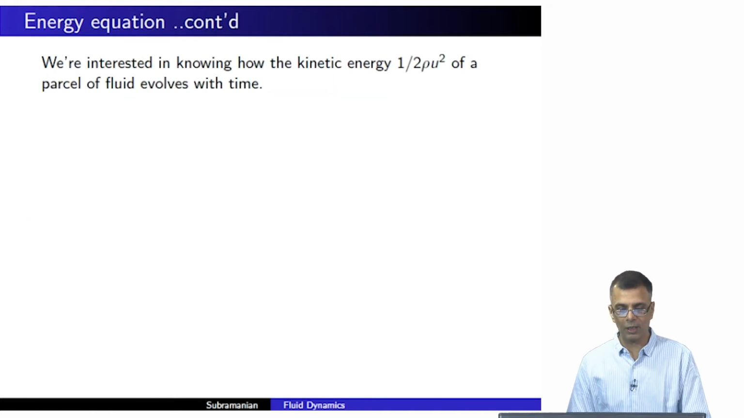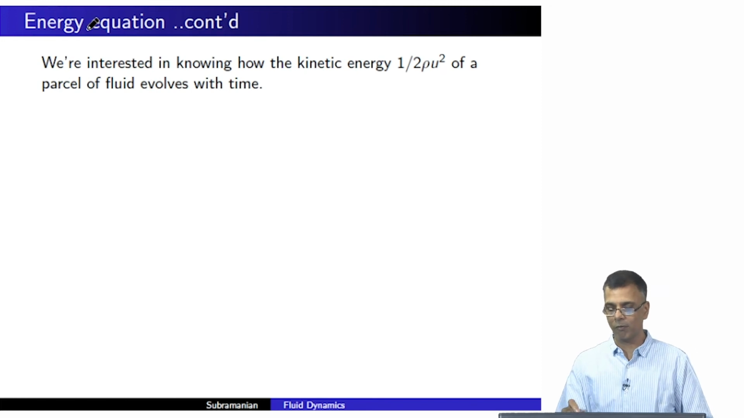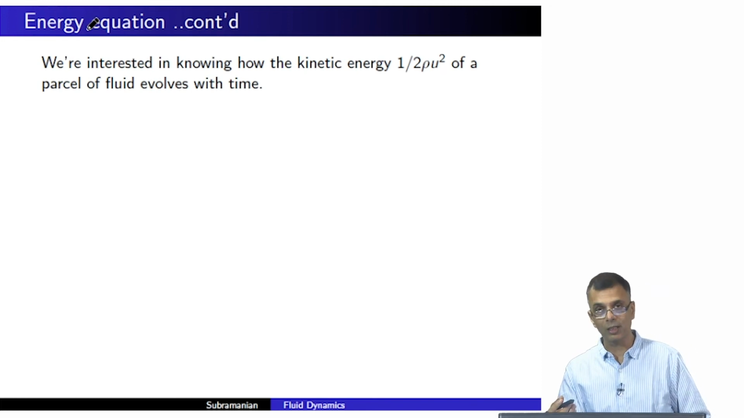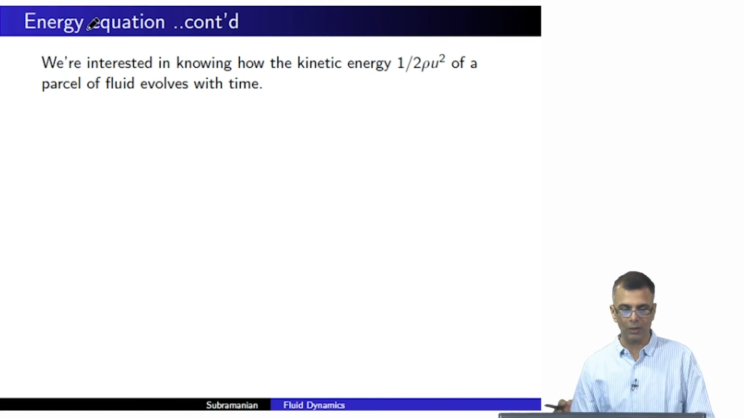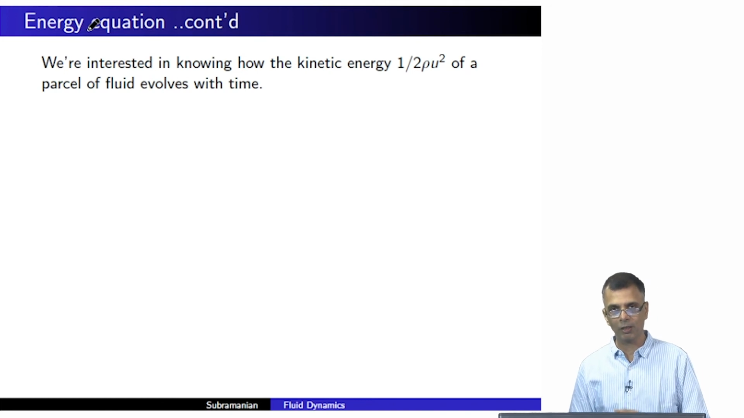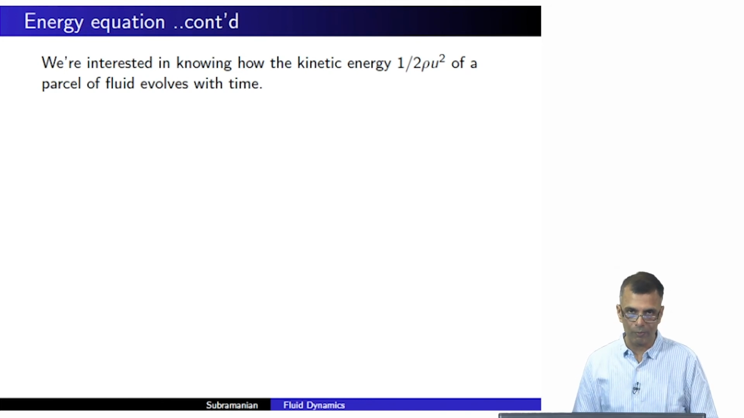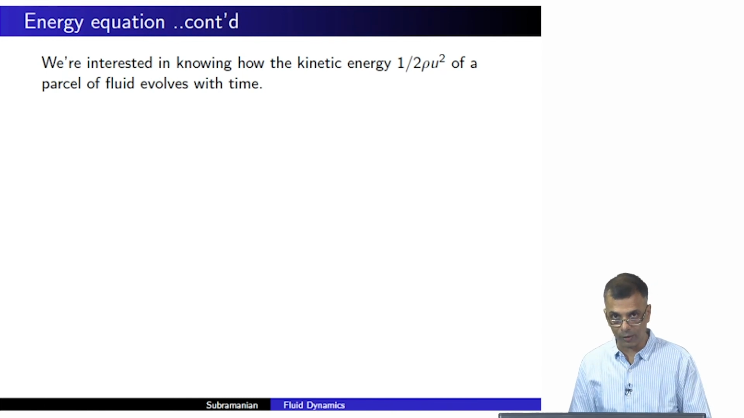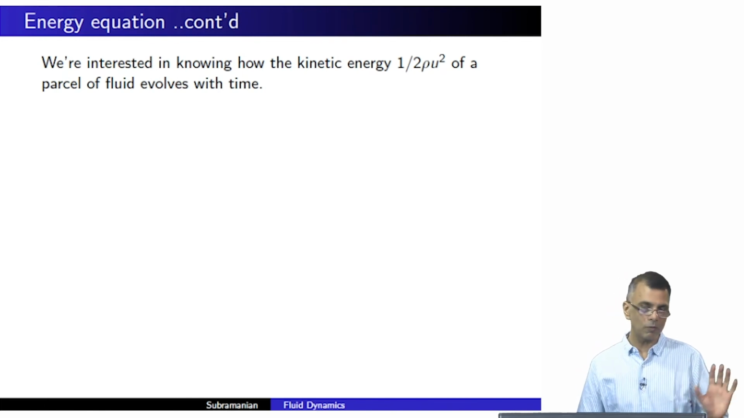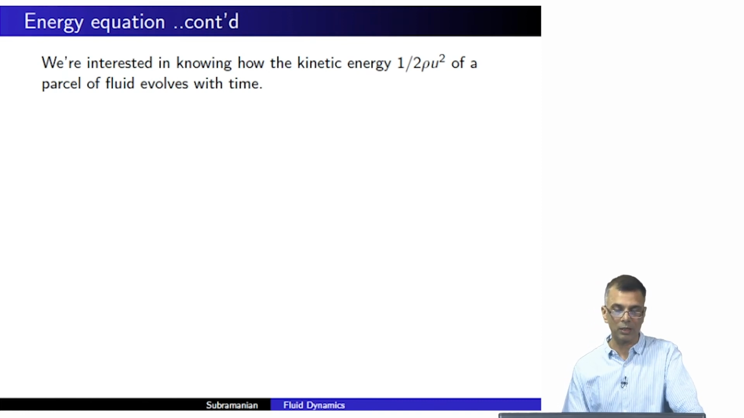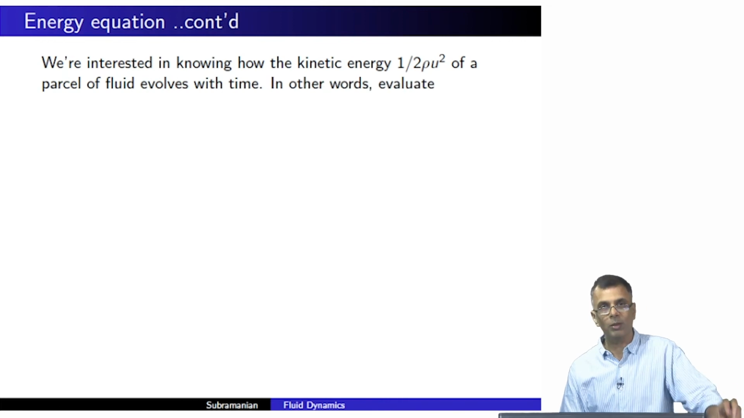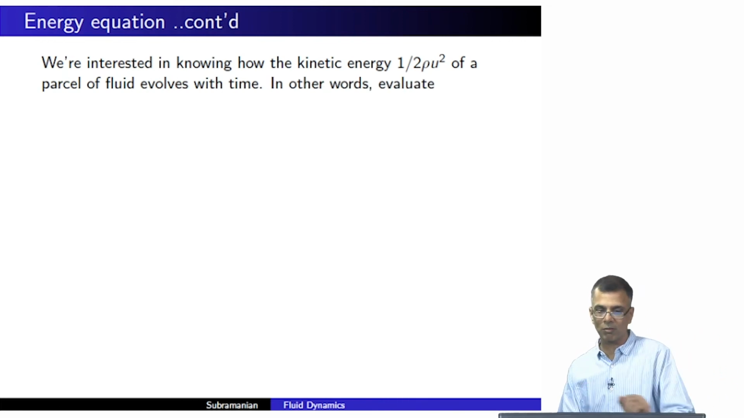Now we're interested in knowing how the kinetic energy, half rho u squared, energy density to be precise, evolves. Half m v squared will be the kinetic energy, and half rho u squared is the energy per unit volume. Okay, how the kinetic energy of a parcel of fluid evolves over time, and what viscosity does to it in particular. Because we've already seen the energy equation for an inviscid parcel of fluid. That's essentially the Bernoulli constant, right? Although it's strictly speaking valid only over a streamline.